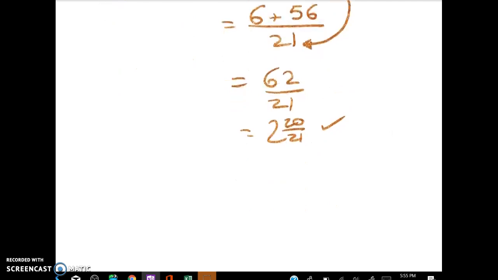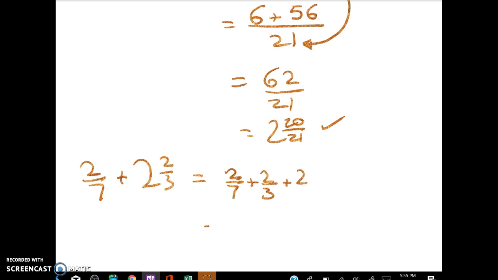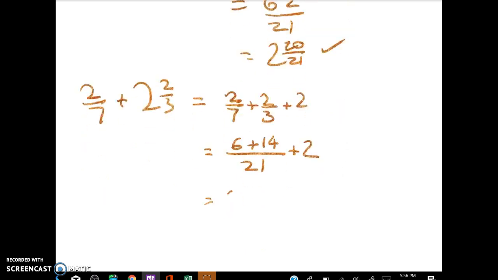So that's fine. But let's look at the other way I could have done it. 2 sevenths plus 2 and 2 thirds is equal to 2 sevenths plus 2 thirds plus 2. These numbers are much easier to work with. I get 6 here plus, let's see, 2 sevenths, 14 here, plus 2, which takes me directly to 2 and 20 over 21. Sometimes I don't bother splitting it up, but usually I will.